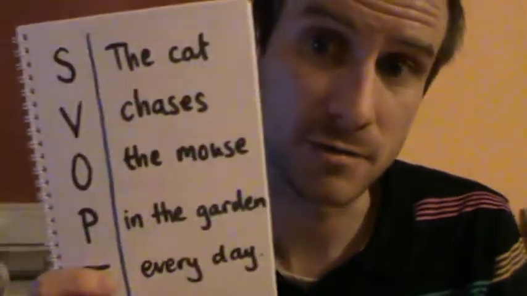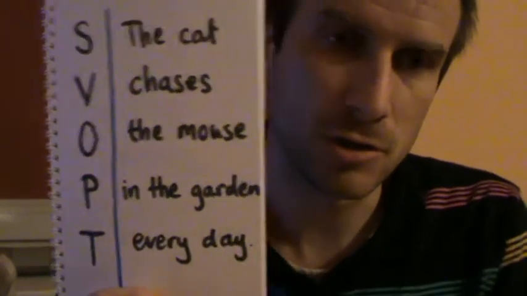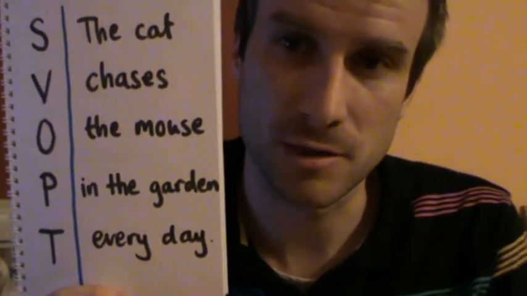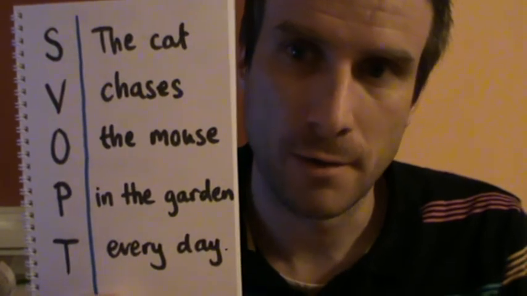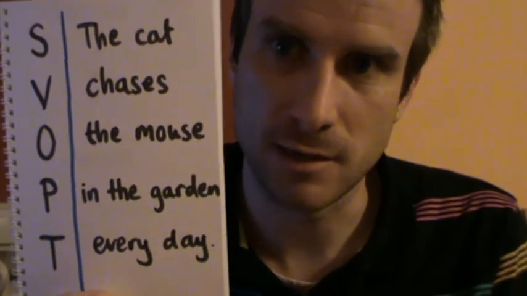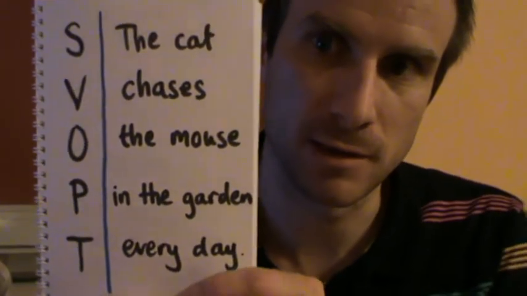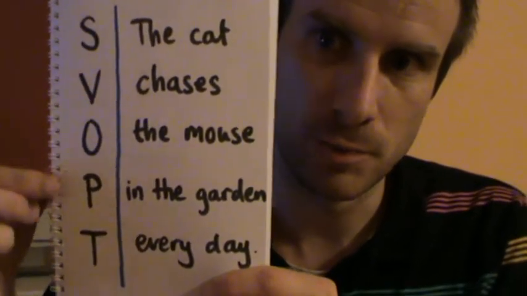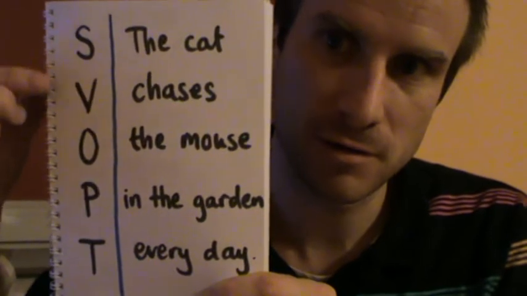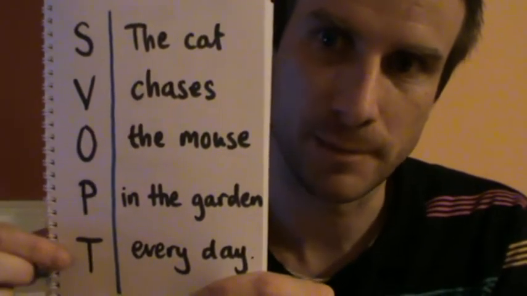First thing we need to know to learn the passive is what on earth that means, and the best way to do that is to learn what an active sentence is. English is not a very flexible language like some others. We tend to have a very set sentence structure. A normal sentence, an active sentence, will be like this: SVOPT, which means subject first, verb, object, place, time.